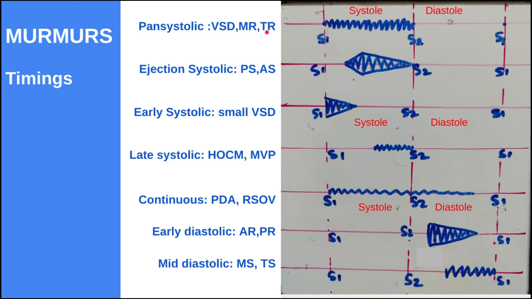Then ejection systolic murmur is a crescendo-decrescendo, diamond-shaped murmur, and will be heard in pulmonary stenosis and aortic stenosis. So this ejection systolic murmur starts after isovolumetric contraction.